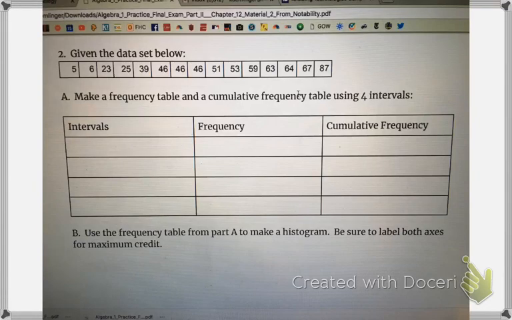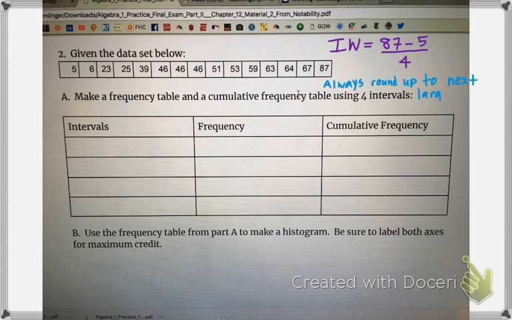All right, let's see how to make a frequency table and a cumulative frequency table. So the first thing is we want to create the interval width, so it determines how big our intervals are. The interval width is the largest or highest number minus the lowest, divided by the number of intervals, and the number of intervals here is 4.